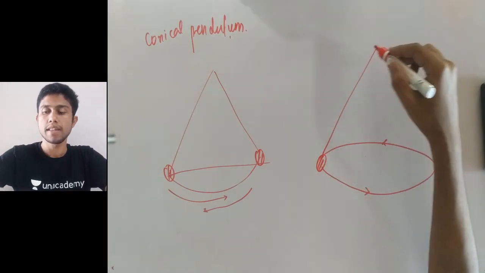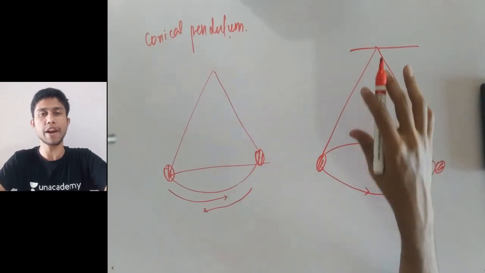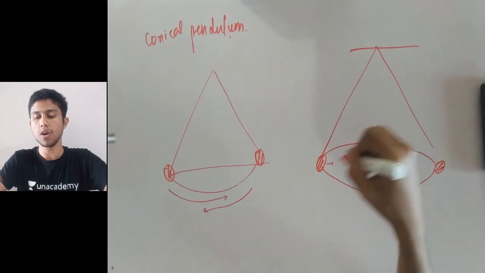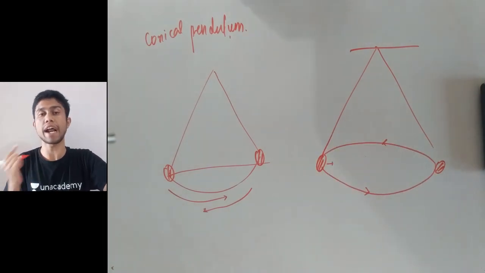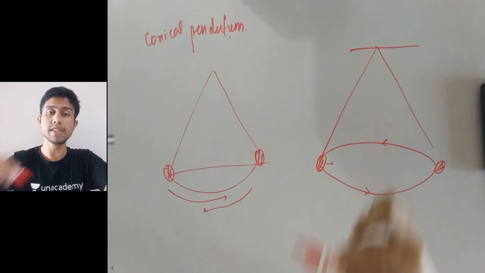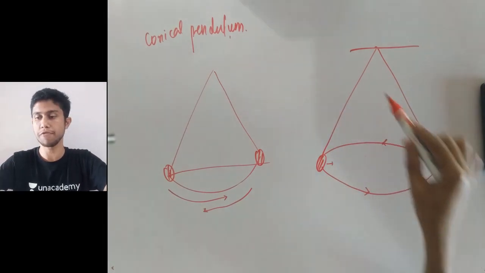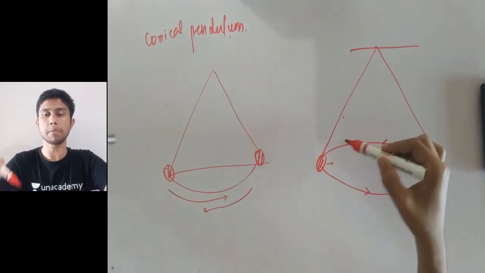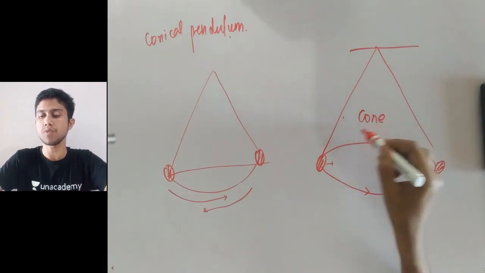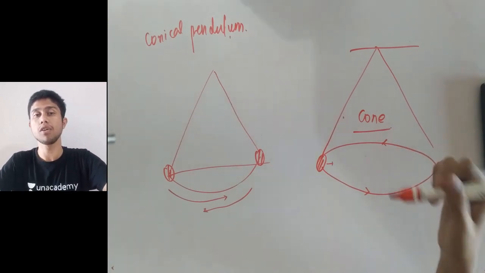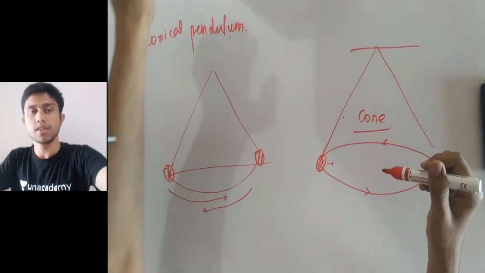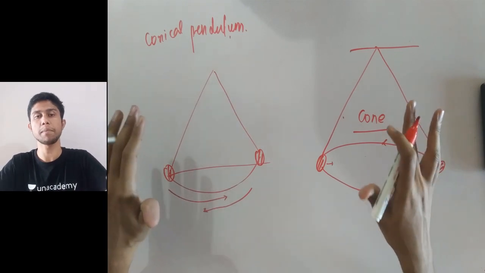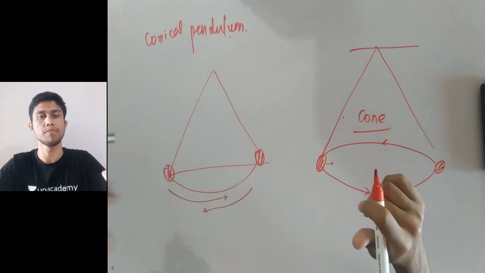So tracing the trajectory of this ball, you can see this ball will circumscribe or traverse a circle, and the resultant shape formed by this string, this particle and its circumscribed path will make a cone. That's why this pendulum is called a conical pendulum. Understand? So in this way I have told you why it is called a conical pendulum. Now we will see what are the kinematics and dynamics of this conical pendulum.